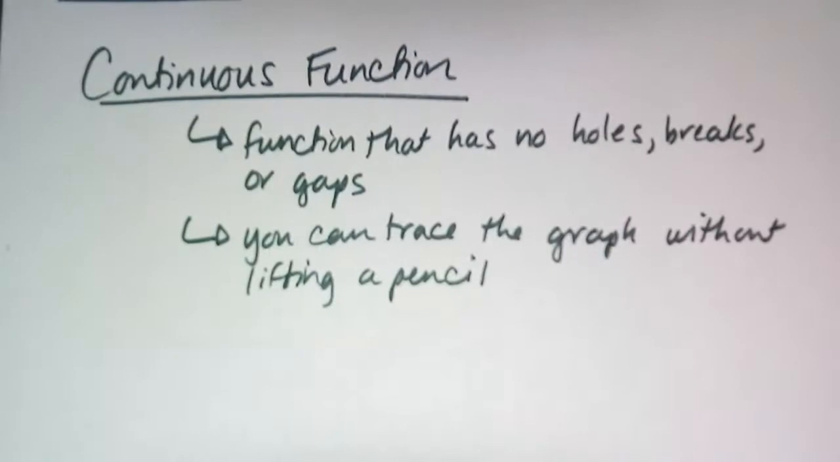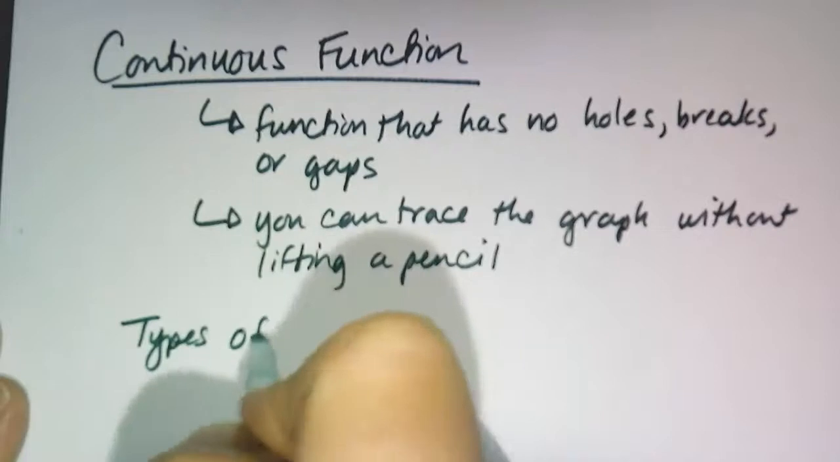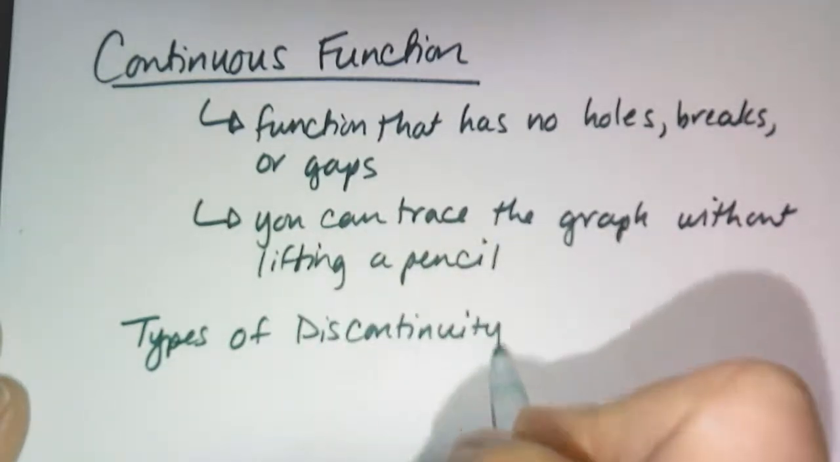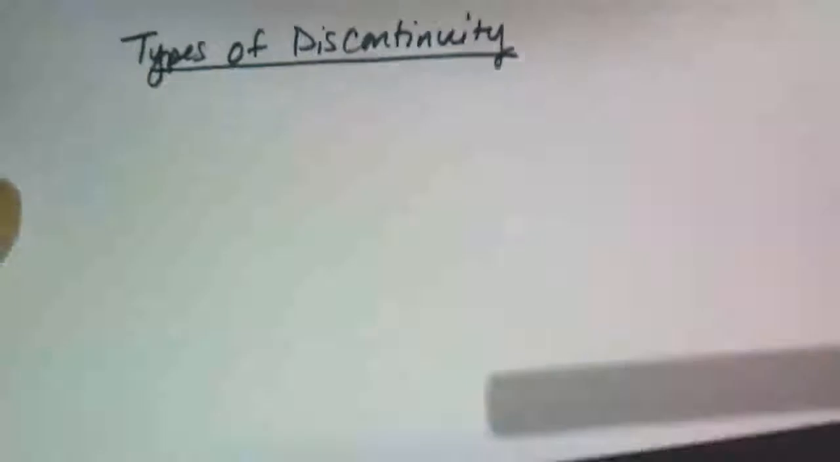Okay, that's just the little kid version of what it means to be continuous. I'm going to give you the actual mathy definition in a minute. But before we get there, let me show you types of discontinuity. I just said what it means to be continuous, but let me show you what it means to be discontinuous. Types of discontinuity. There are 3. Number 1 is what's called infinite discontinuity.